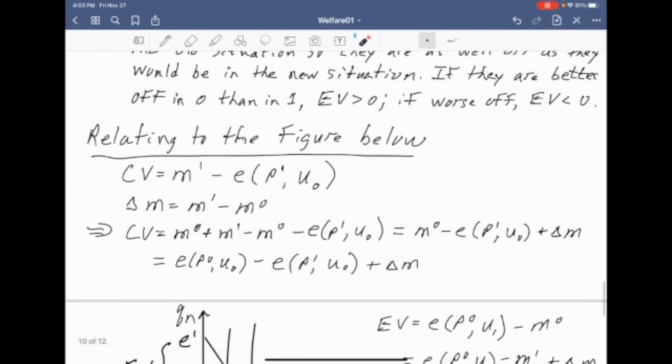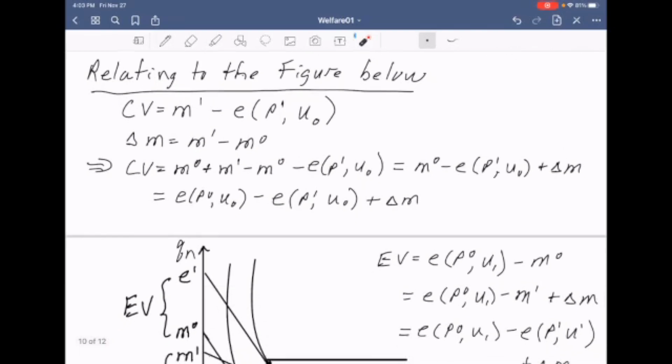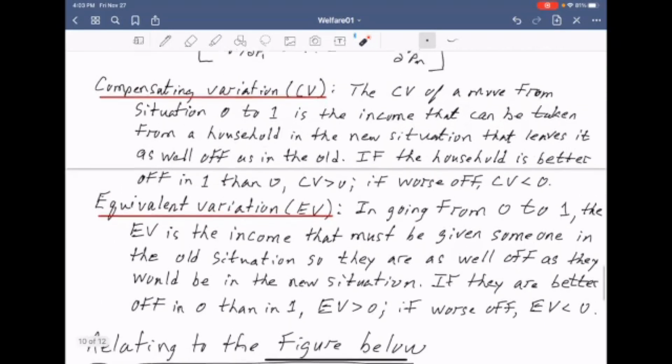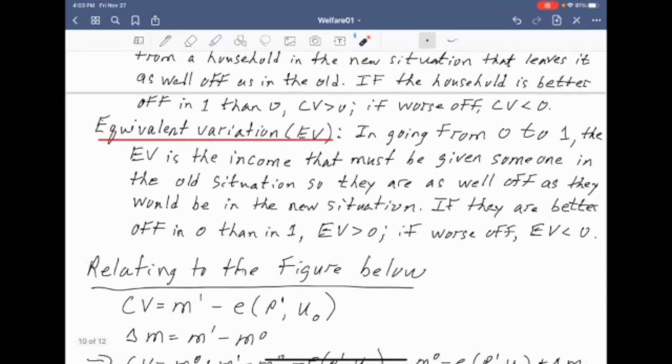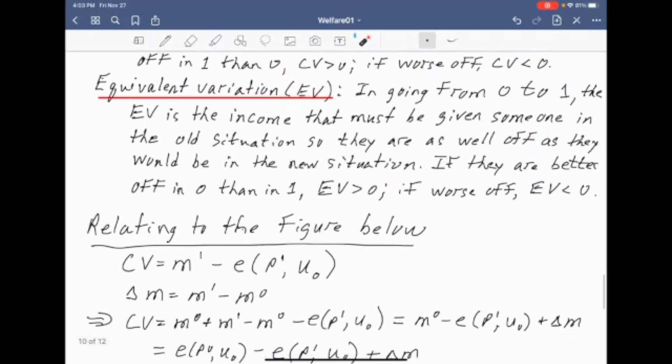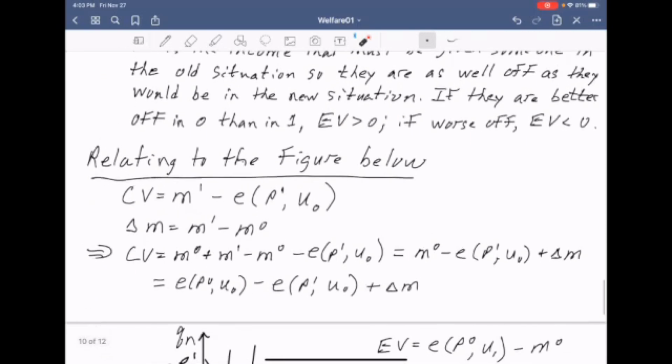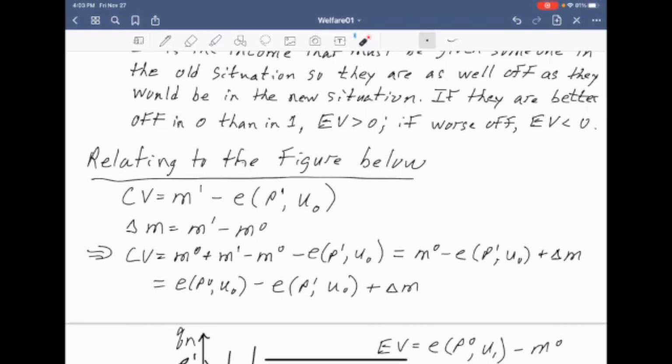Now, relating to the figure below, we want to get a little handle on compensating variation and equivalent variation and how we can measure it. Because remember, we don't measure or estimate a compensated demand function. We cannot estimate Hicksian demand functions. We only estimate Marshallian or ordinary demand functions. So we have to figure out, can we estimate compensating variation or equivalent variation, which turn out to be better estimates of welfare change than consumer surplus, because consumer surplus depends on the path that you choose to measure it.